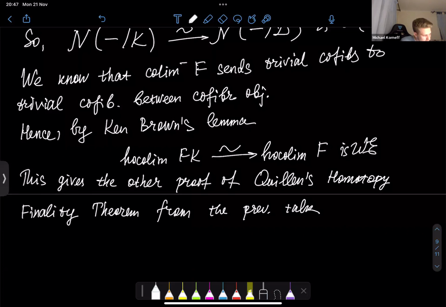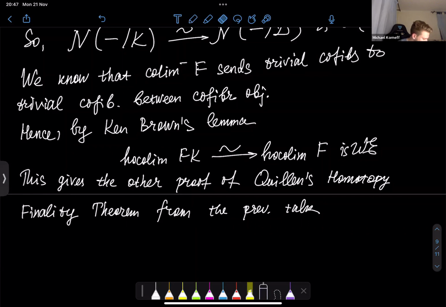I think at this point I want to stop, and the next talk will be about Reedy structures and more general approaches in the study of homotopy limits and colimits.